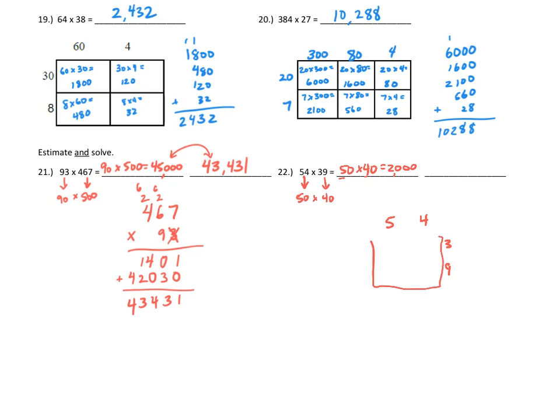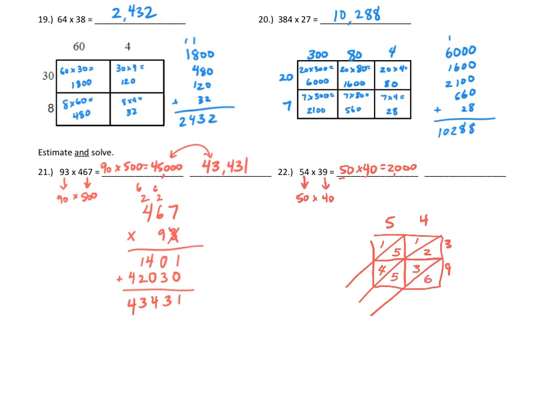Then I'm going to draw a box inside of here, split up place values, and connect top right, bottom left of every box. In the top left, I have 5 times 3, which is 15. The top right, I have 4 times 3 is 12. Bottom left is 5 times 9, which is 45. Bottom right is 4 times 9 is 36.